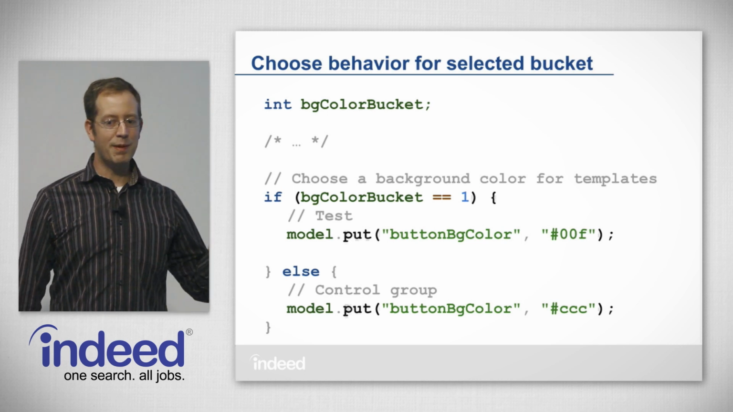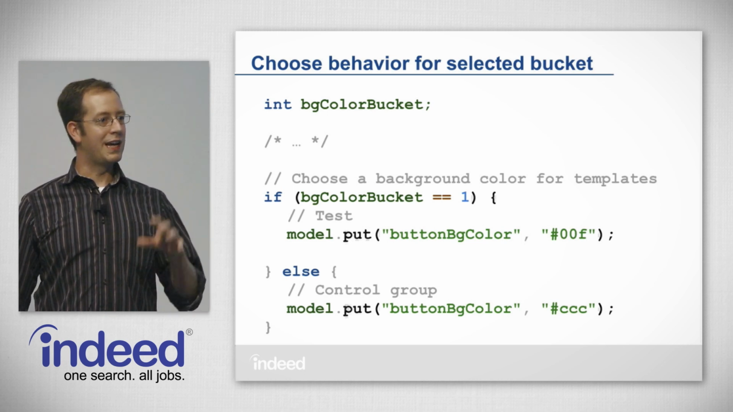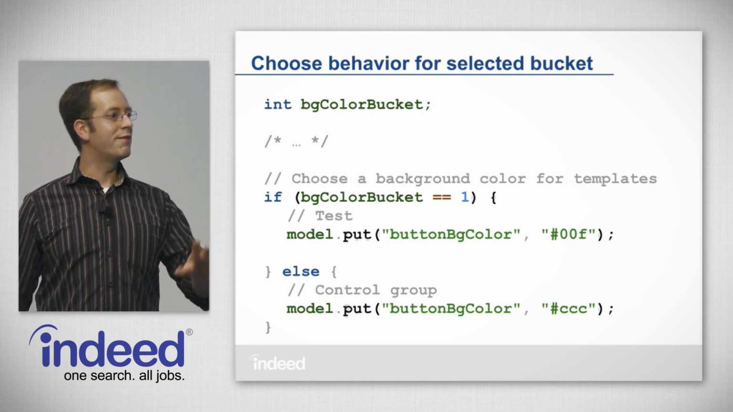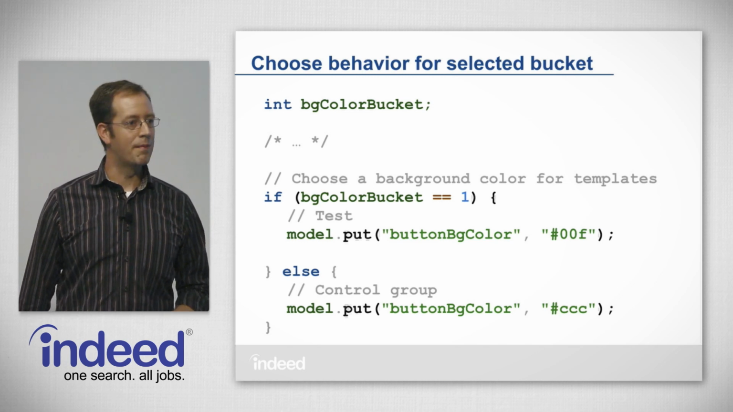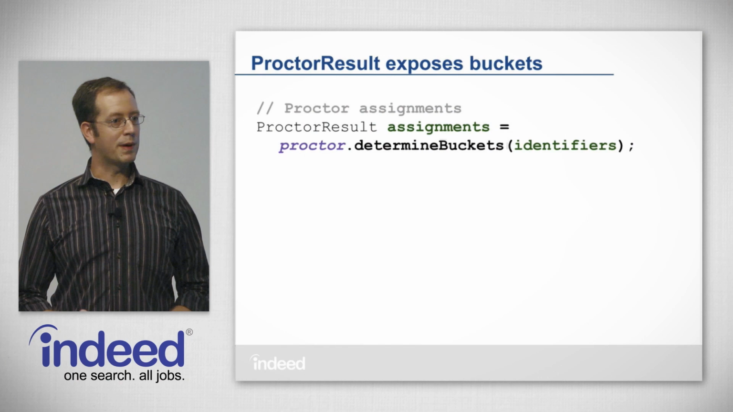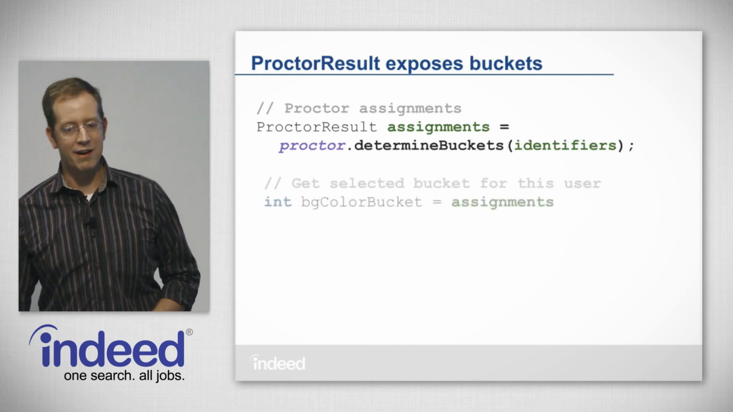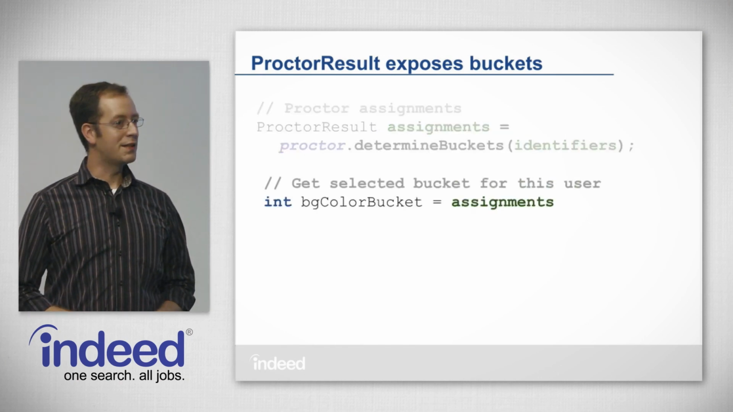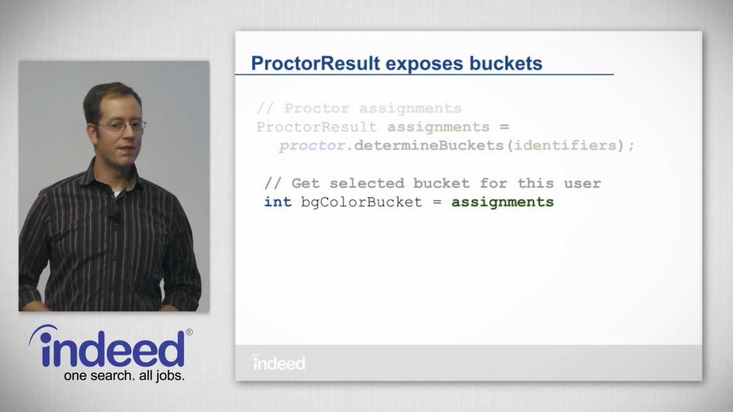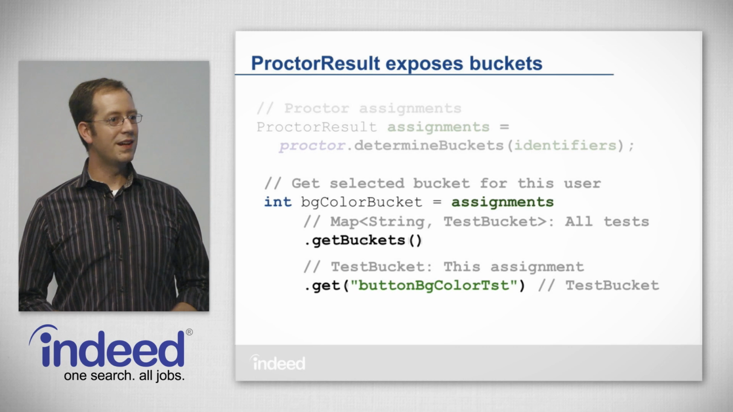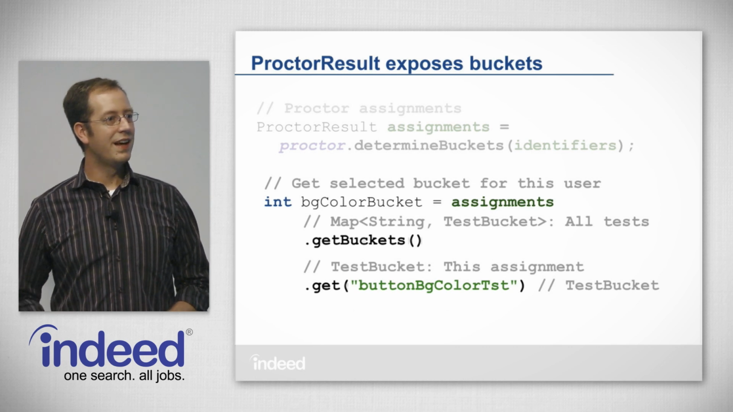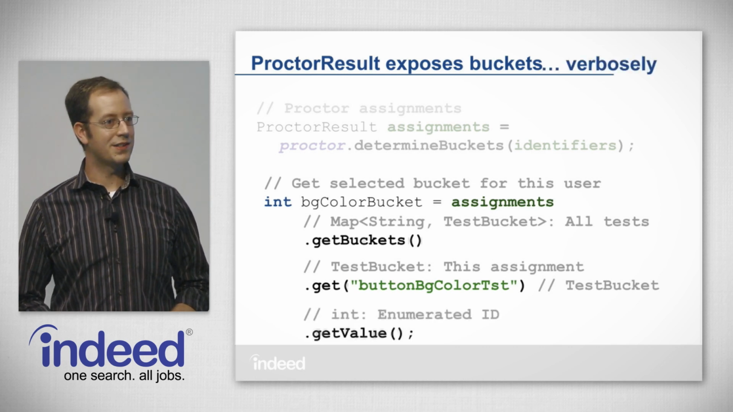So if I have a way to get the bucket, then in the code I can just say, if I'm in bucket 1, stuff this value in my model to render. Otherwise, stuff the gray value in the model to render. The Proctor result that we saw a couple of slides ago exposes those buckets. We got this by calling determine buckets on that set of identifiers. To get the selected bucket, you take that Proctor result, get all of the buckets, pluck out the test that you're interested in, and then get the value for that test.